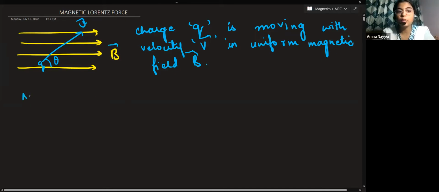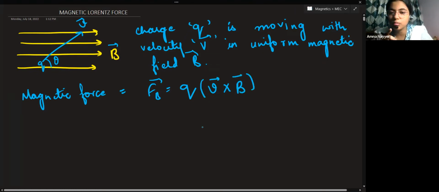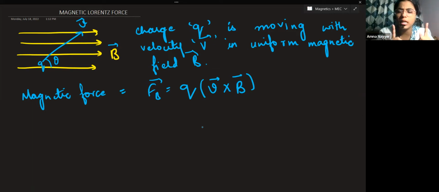Now the magnitude of the magnetic force. The direction I'll tell you after this, how to take it out. You will be able to do it, and we'll see lots of cases for it. So the magnetic force will be equal to the charge multiplied by the cross product of velocity and magnetic field, q times v cross B. This is the magnetic force. Lorentz force we'll see in the next class. That is also a small topic.